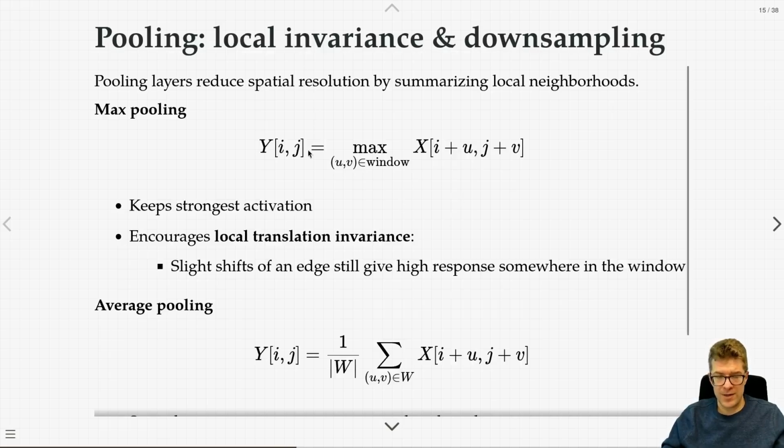We can also do pooling. We saw pooling before as a form of regularization. So pooling layers can reduce spatial resolution, and they can sum over local neighborhoods. Sorry for the spelling mistake. Nobody spells it this way.